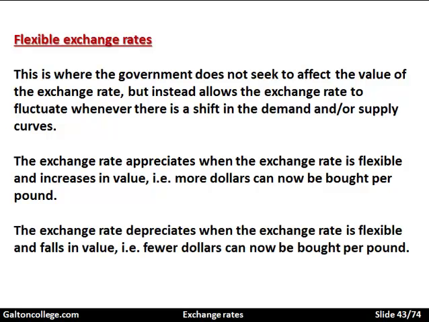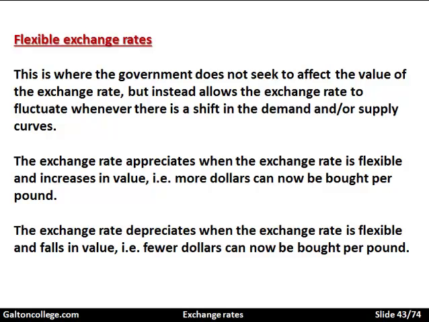The exchange rate depreciates when the exchange rate is flexible and falls in value. So fewer dollars, say, can be bought per pound. That's a fall in the exchange rate. If we were getting $2 to the pound at one stage and suddenly we're getting $1 to the pound, the exchange rate has fallen. The pound is able to buy fewer dollars.